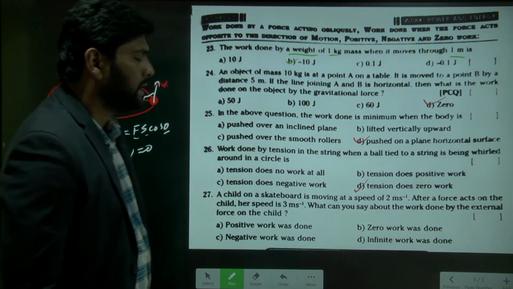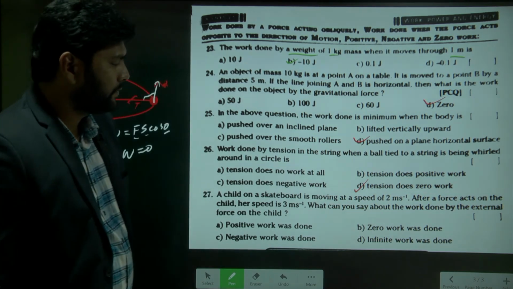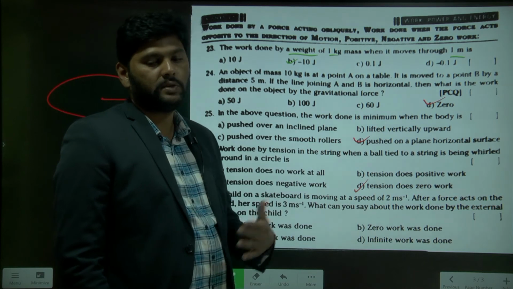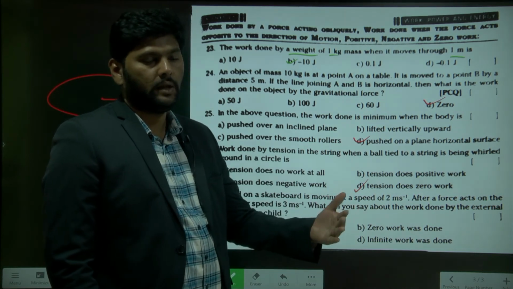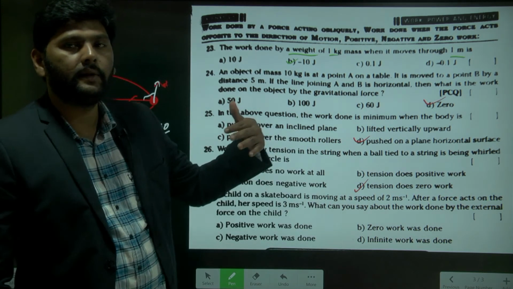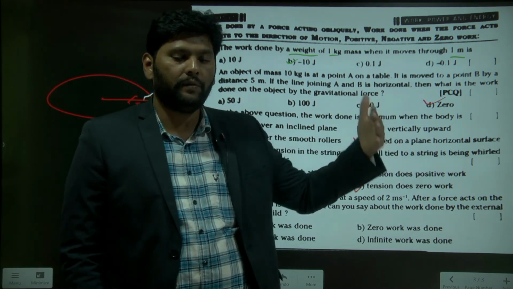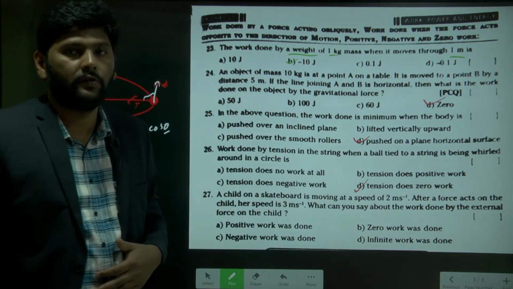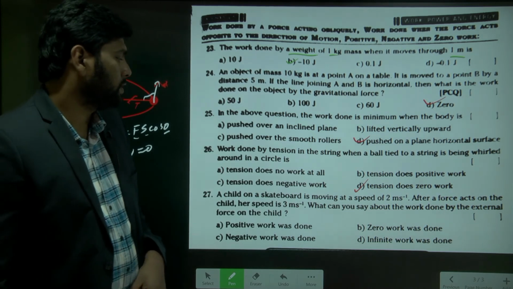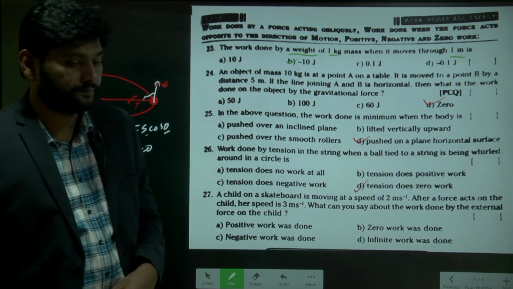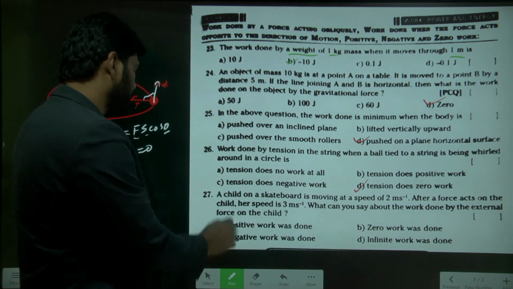Speed increases or decreases? Increases. Which means the motion of the object happens in the direction of the applied force or the opposite direction of the applied force? Same direction. So what is the answer then? Positive work done. So option A is correct.